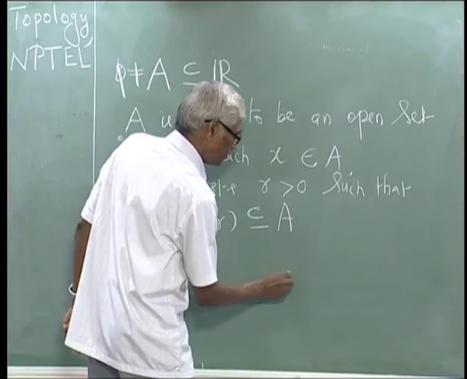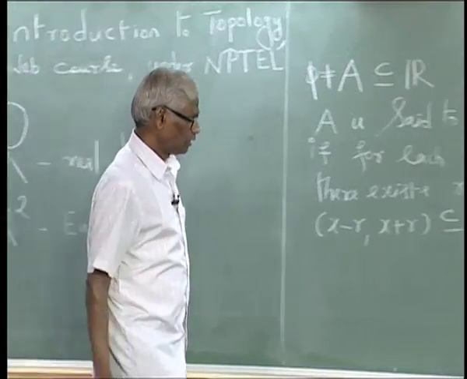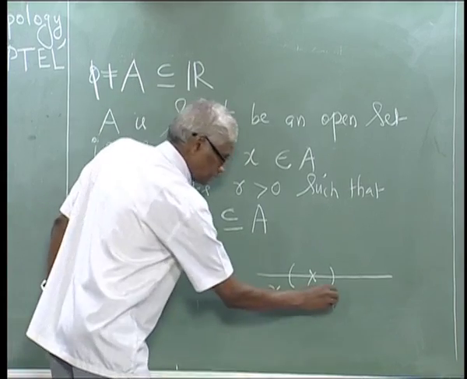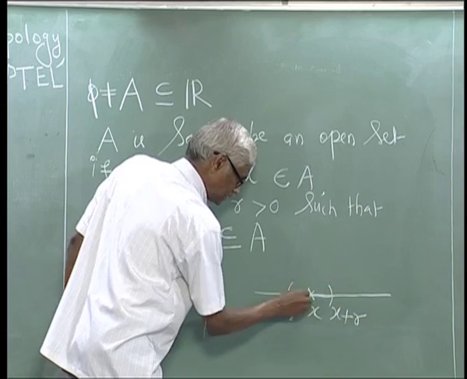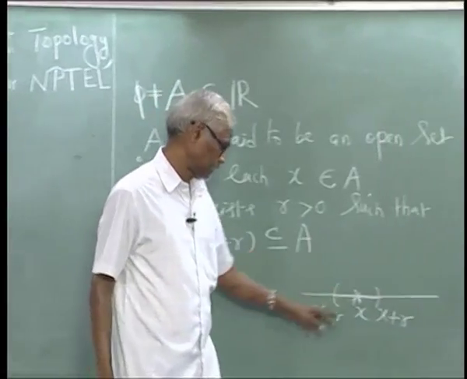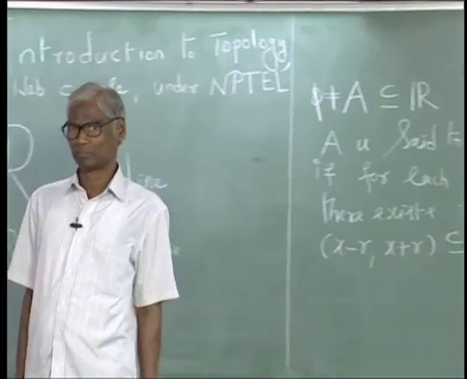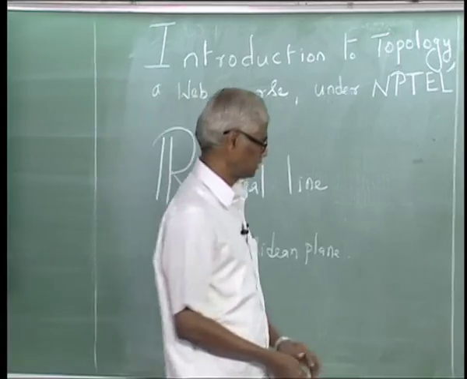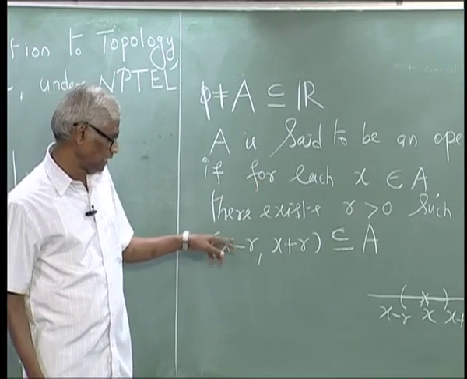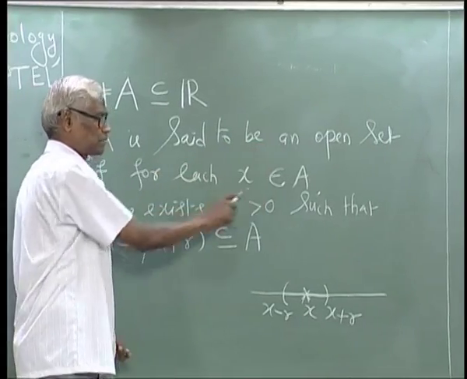So we have x in the set A, then we should be able to find at least one r, here that r is the radius. This is the open interval with center x and radius r, and this open interval is contained in A. If this happens for each x, though we did not write it, r depends on x, so for each x the r may vary, then in such a case we say that A is an open subset of R.